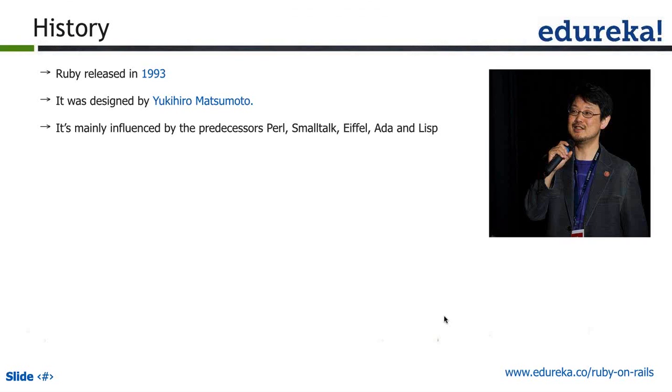Okay. So as I was saying, about 20 years back, it was developed by Yukihiro Matsumoto, also known as Matz. Ruby is influenced by many great or old languages like Perl, Smalltalk, Eiffel, Ada, Lisp, and some others.